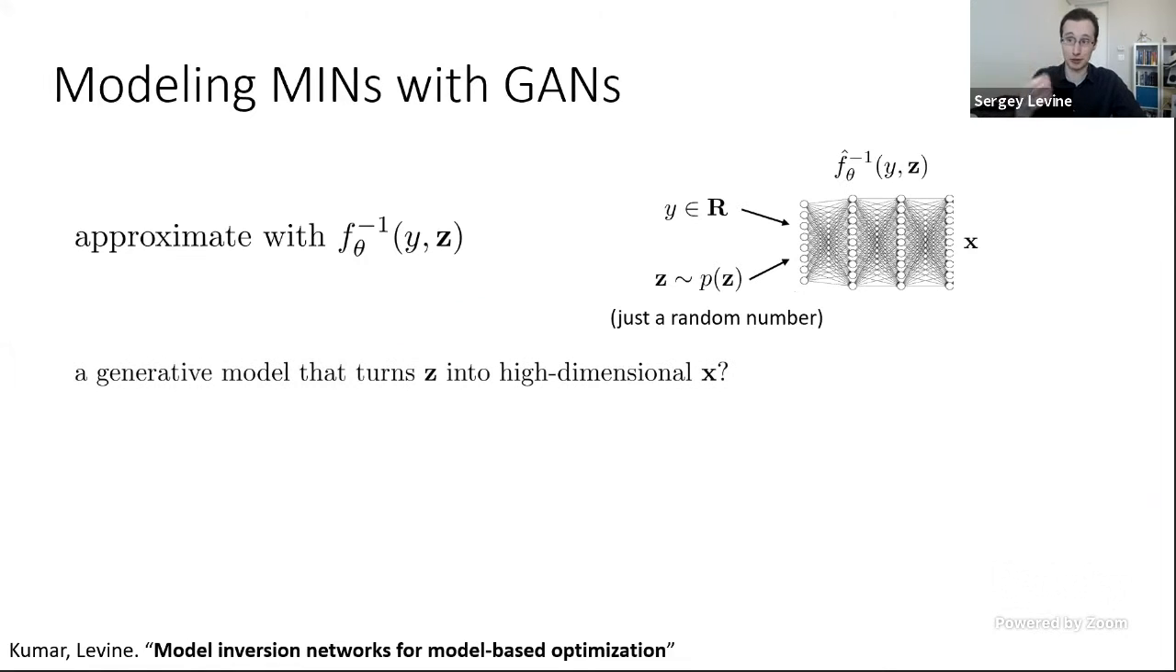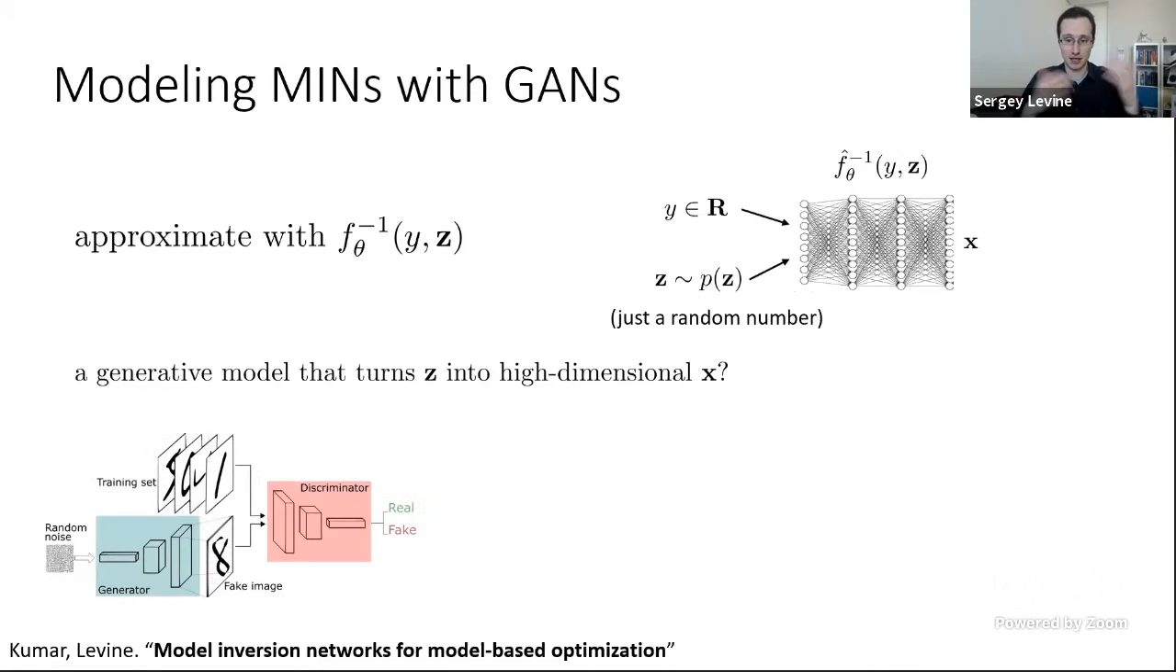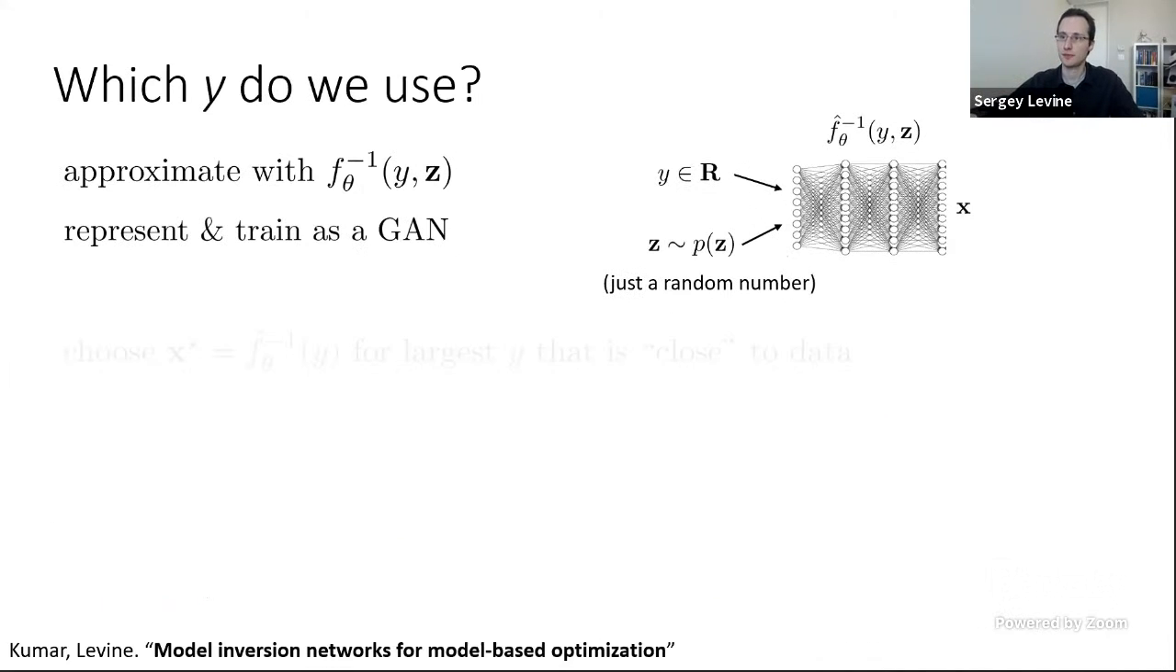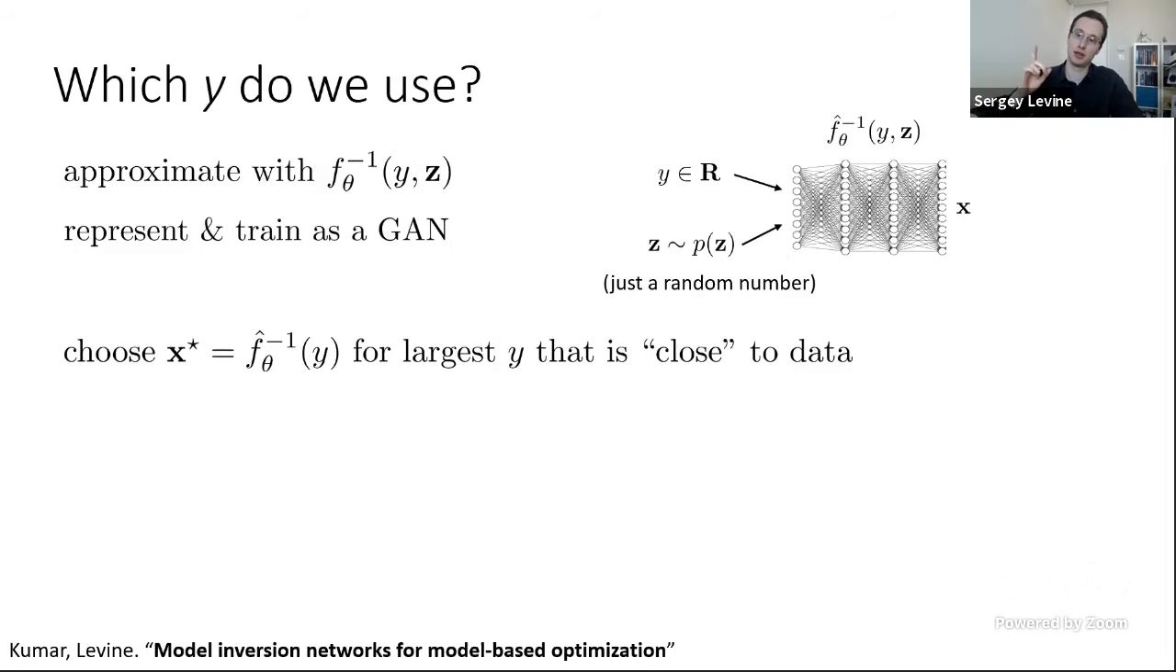And the way that we're going to train this thing is, well, we need a generative model that turns random z's into x's. And it turns out that GANs do exactly this. So generative adversarial networks, they take in noise, they output a sample from your data distribution, and we're just going to train a conditional generative adversarial network. So these are great for generating faces. They've also been shown to generate things like proteins and other more relevant things for this discussion. So we're going to choose x star, we're going to train f inverse as a GAN. So it's going to be a function that takes in y and z, and we'll choose x star by just asking our f inverse of y to generate the x for the largest y that's close to the data.